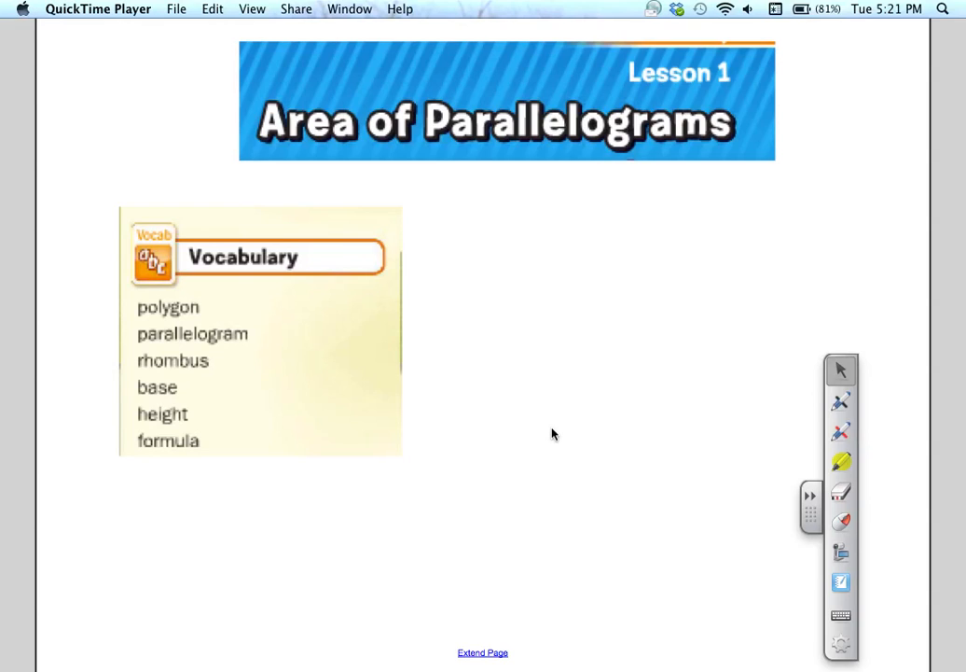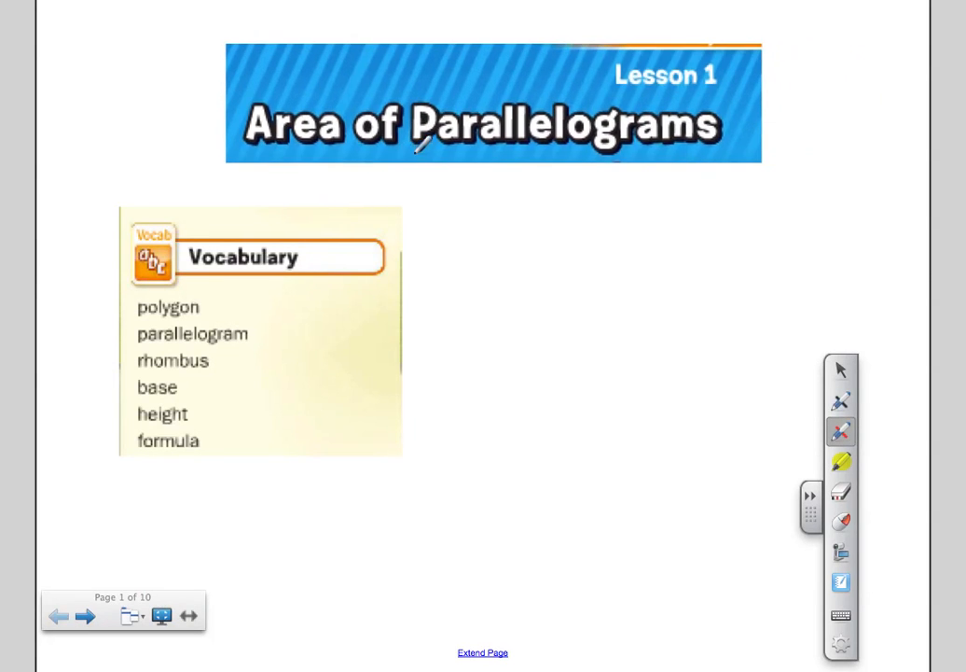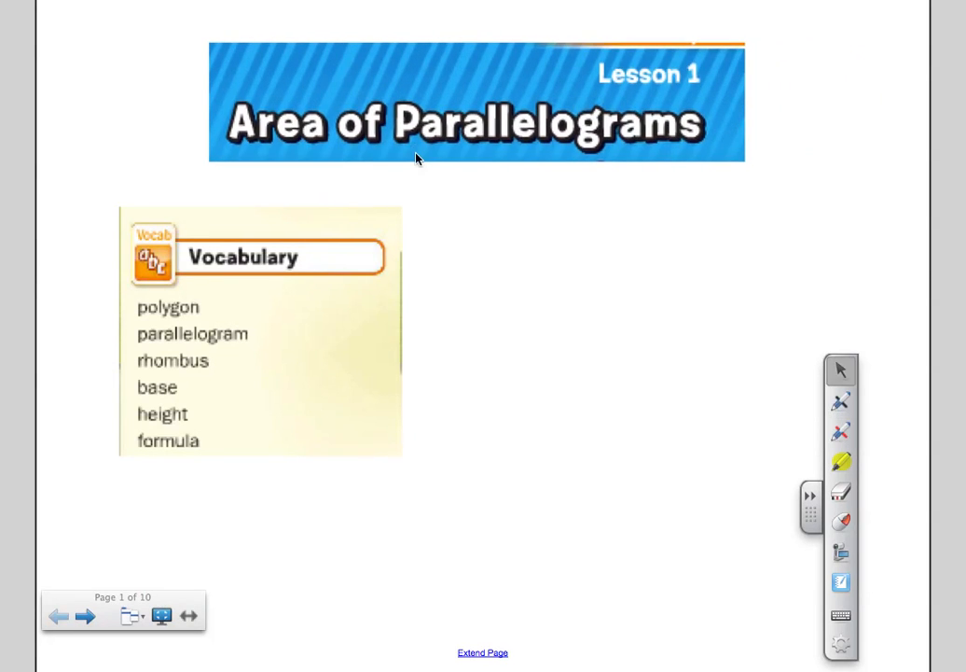Yay, videos. Lesson 1 of Chapter 9 is Area of Parallelograms. You'll notice the word parallel in parallelograms. So that's going to be a key to understanding what a parallelogram is.